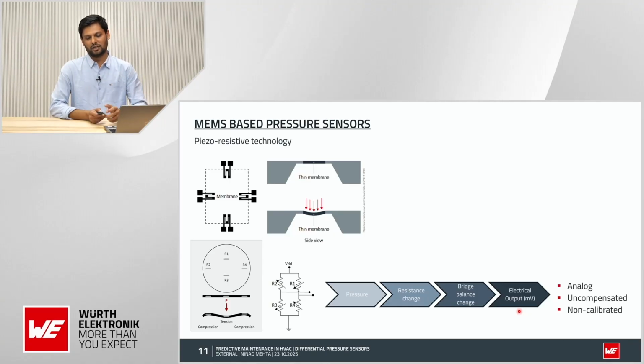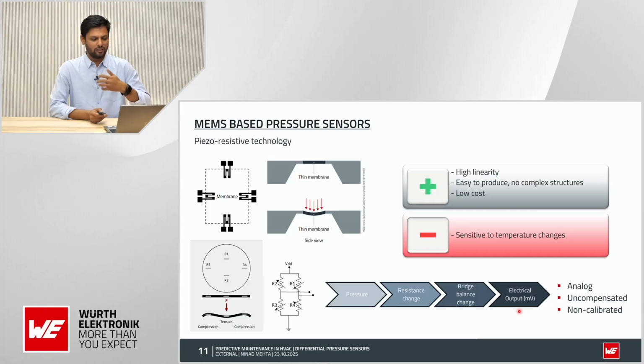Usually this output is analog, not compensated and not calibrated, and in production it needs to be calibrated or compensated in the end. The good thing about this sensor is its very high linearity, because they use resistors, and resistor behavior is usually linear. They are also easy to produce at a very low cost, but they are sensitive to temperature changes. That's one of the drawbacks.